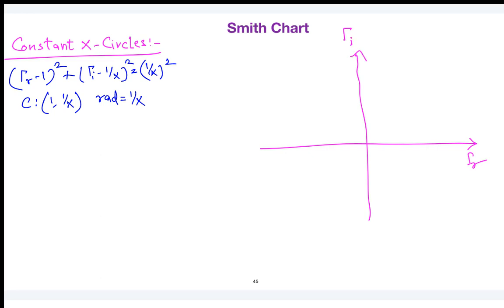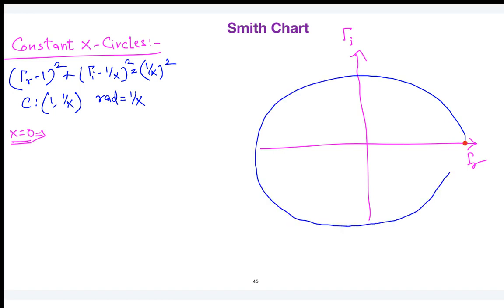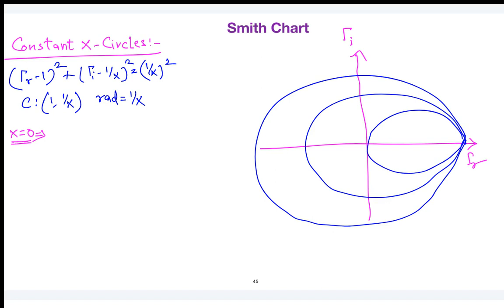First, let me start with X equal to 0. Tell me, what is the nature of the load? It is a resistive load, purely real, or it can be a short circuit load. Correct. When the value of ZL is equal to 0, you get R equal to 0 and X equal to 0. So when I say X equal to 0, it can be a short circuit load or a purely resistive load. So two combinations will be there.